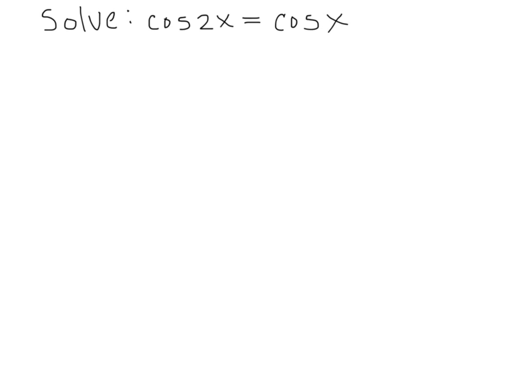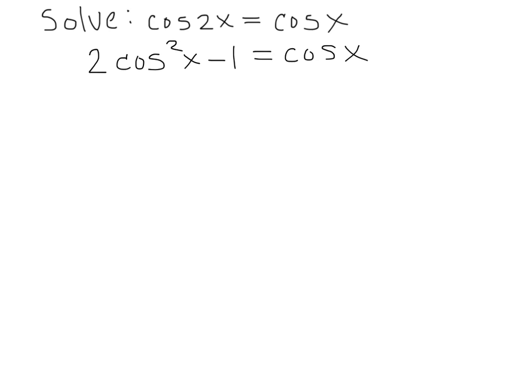When I look at the right-hand side of the equation, I see a cosine x. I know that an equation is simpler to solve if it's all in one trig function. Therefore, I'm going to substitute the left-hand side with the formula that requires only cosine. So cosine of 2x is going to be replaced with 2 cosine squared x minus 1. This is equal then to the cosine of x.